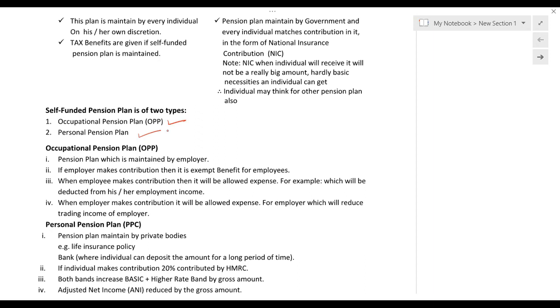An employer will deduct contribution in OPPC for the employee as his expense from his trading profit. In addition to that, if the employer is contributing in personal pension plan for the employee, then it is an exempt benefit for the employee but an allowable expenditure for the employer. An employer is going to deduct that contribution from his trading profit.